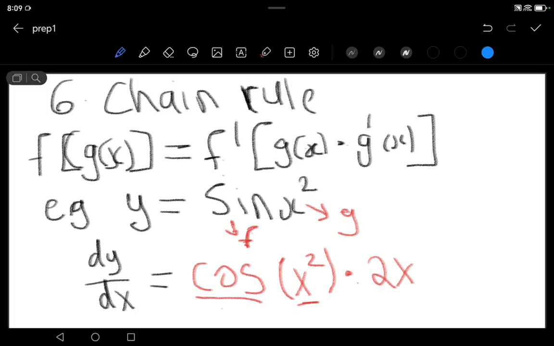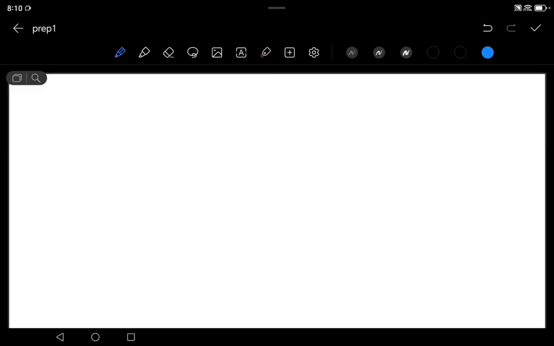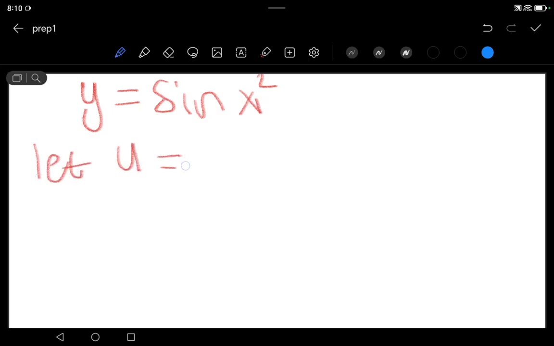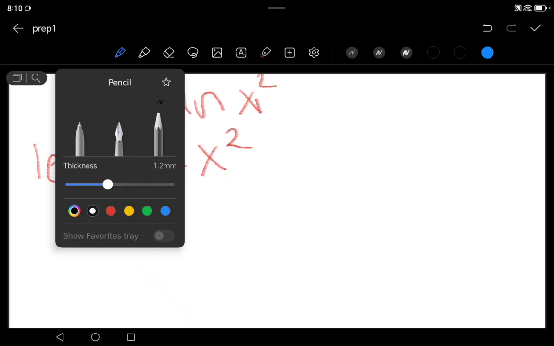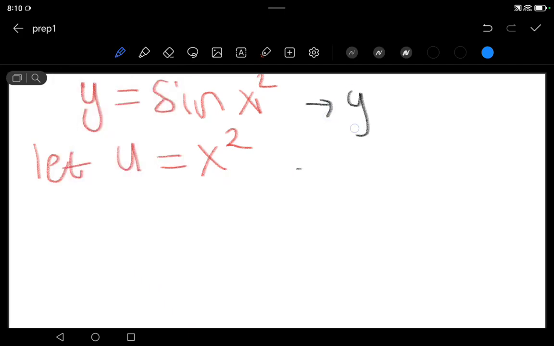Do you know that method of let u equal x squared, and then we solve using u? Do you still remember that method? Yeah, I do recall what you say. Okay, let's make an example again with y equals sine x squared using the let u method. We let u equal x squared, and wherever there's x squared we put u, so our y now is gonna be sine u, right?